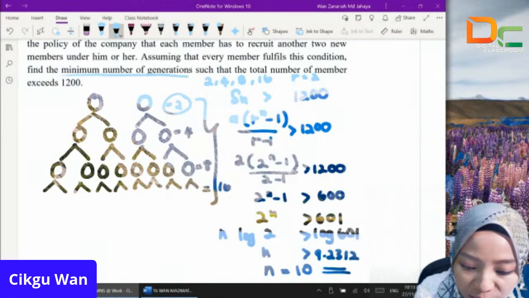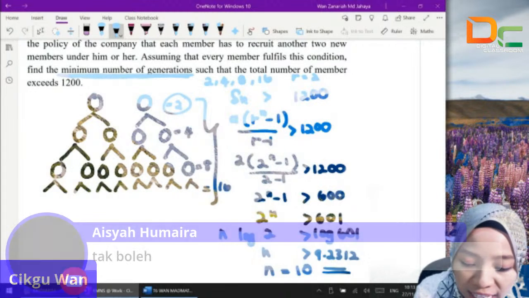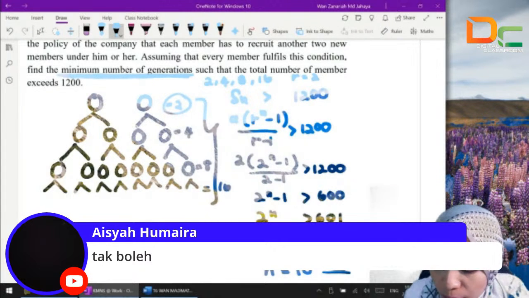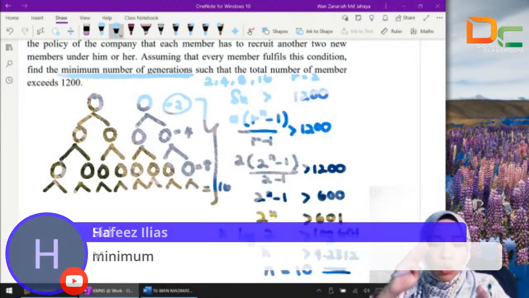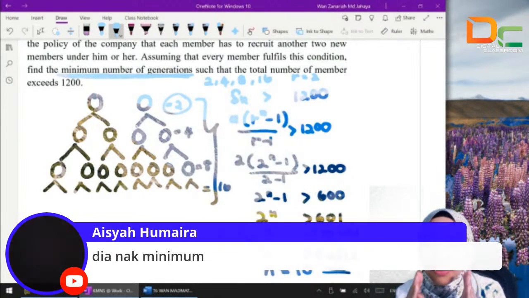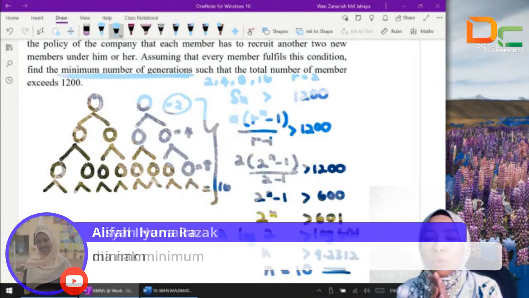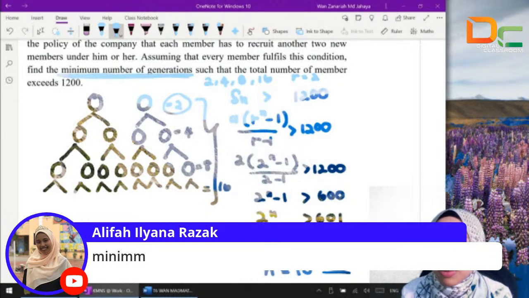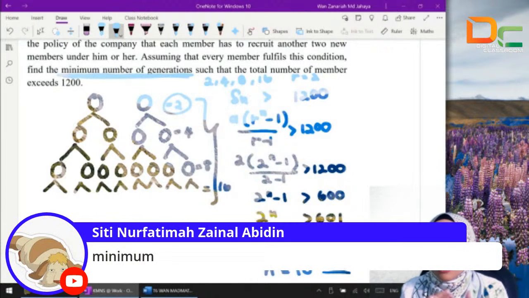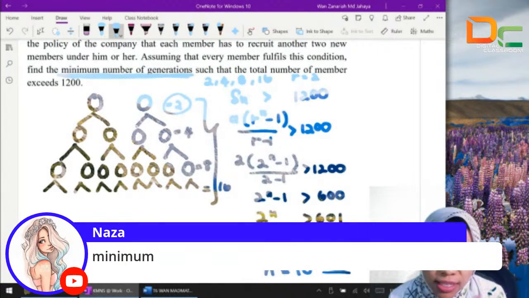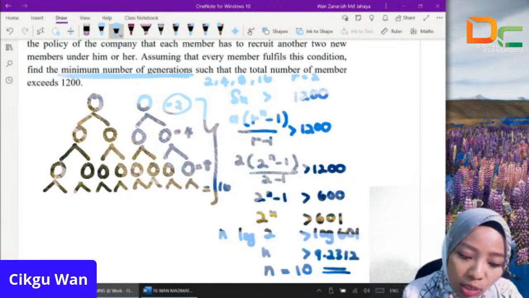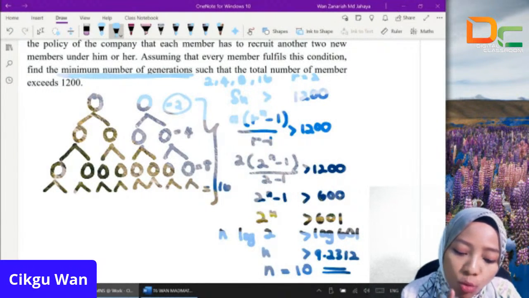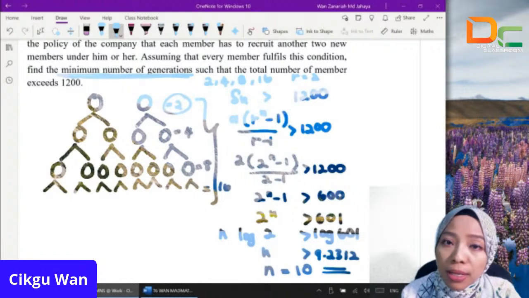the minimum number of generation. Maksudnya nilai N yang kita dapat ni mesti mematuhi lebih daripada 9.23 iaitu 10, 11, 12, 13. Tapi siapakah yang paling minimum? Iaitu 10. Yes, very good. Dia nak minimum. Hafiz, Aisyah, Sid, Fatimah, Nazar, Burhanuddin. Yes, very good. Awesome. I like comment mereka. Okay, N is equals to 10. So bear in mind the key point, minimum number of generation.